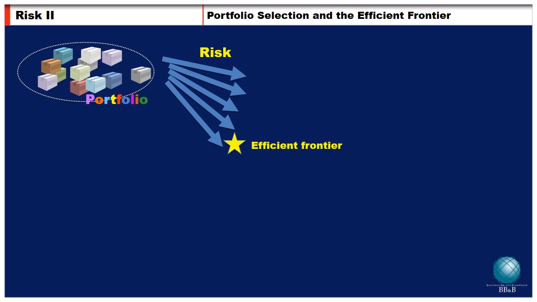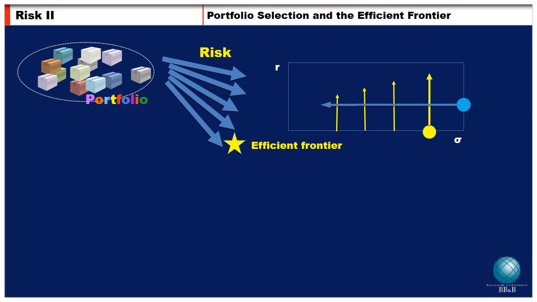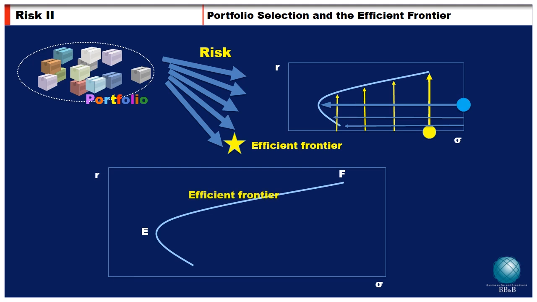An efficient portfolio is one that provides the highest expected return for a given amount of risk. Or, to say it another way, an efficient portfolio has the lowest risk for a given expected return. The expected return of all possible combinations of risky assets is illustrated here. Among all possible combinations within this area, the set of efficient portfolios exists on the curved line running between E and F. This line is called the efficient frontier.